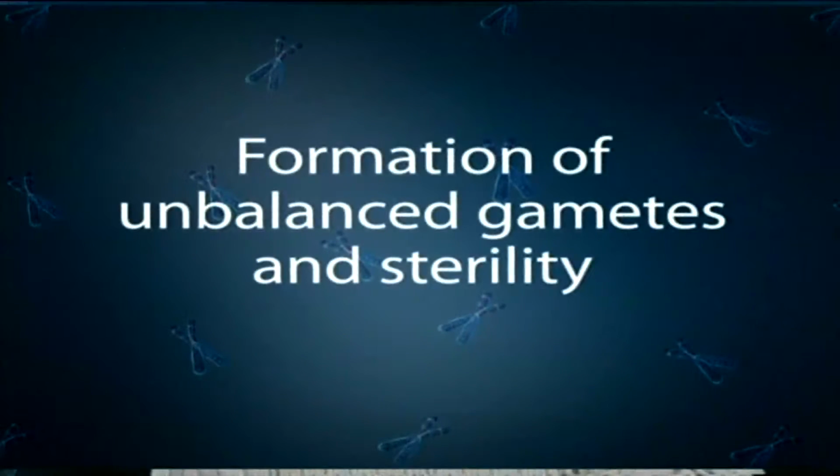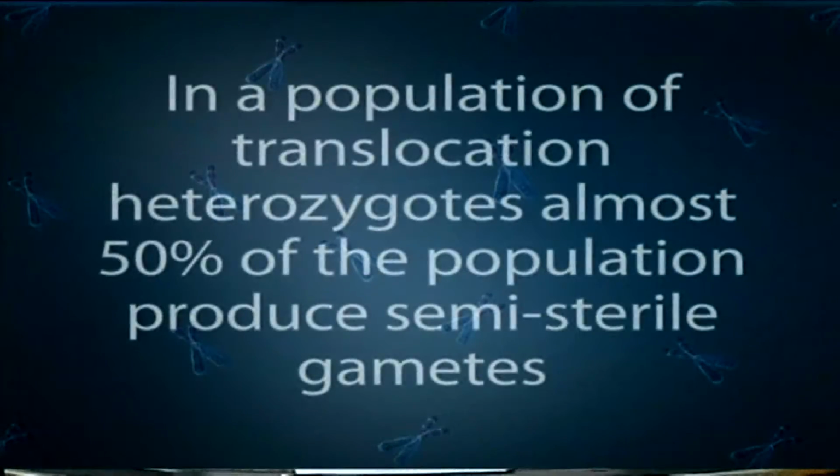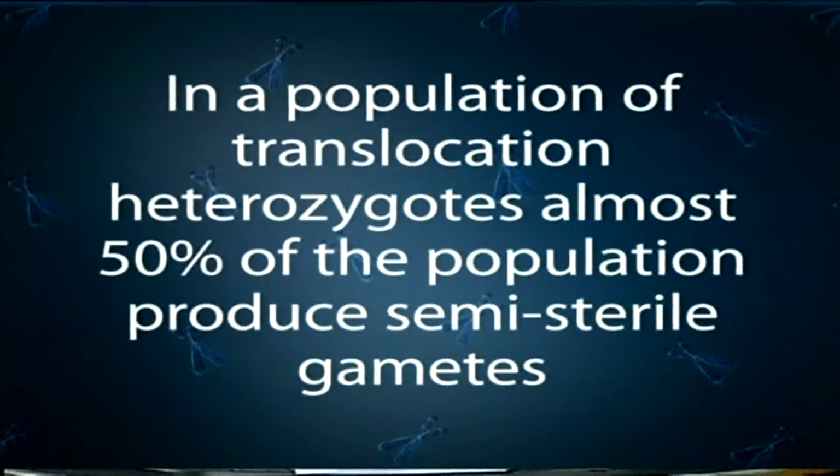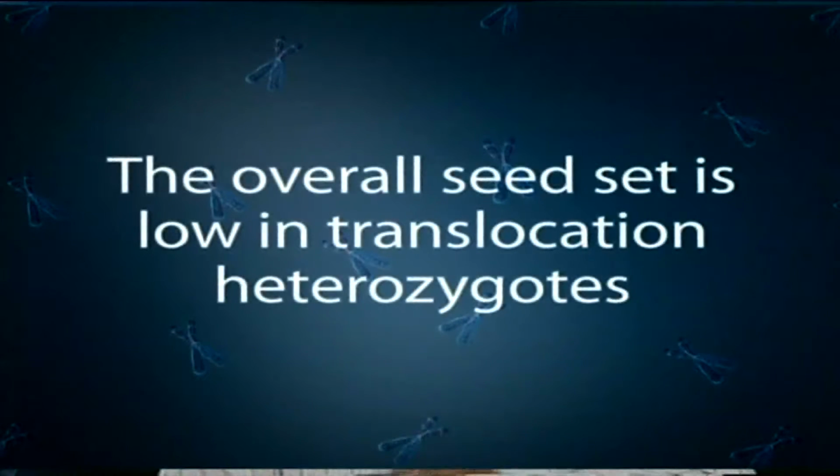These genetic consequences can be broadly classified as, for example, number one, formation of unbalanced gametes and sterility. As we have seen during the meiotic behavior of translocation heterozygotes, unbalanced gametes are formed due to the presence of deletions and duplications during adjacent 1 and adjacent 2 types of disjunctions. Therefore, in a population of translocation heterozygotes, we are expected to see semi-sterility, that is, almost 50% of the population will produce semi-sterile gametes, and therefore the overall seed set is low in such translocation heterozygotes.